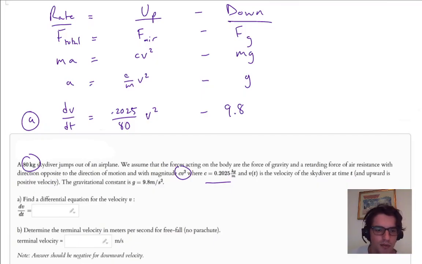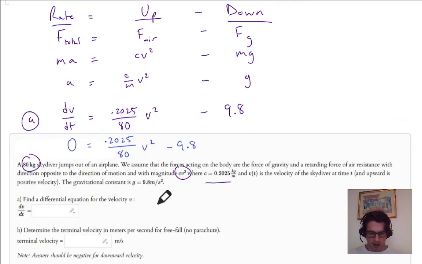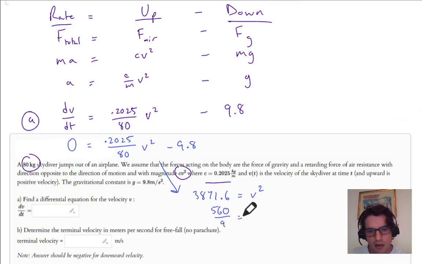Okay, so we set dv dt equal to 0. 0 equals 0.2025 over 80 v squared minus 9.8. Okay, this is calculator. So it's coming down here, 3871.6 equals v squared, square root of that, 560 over 9 equals v.